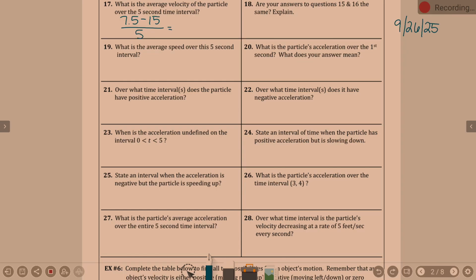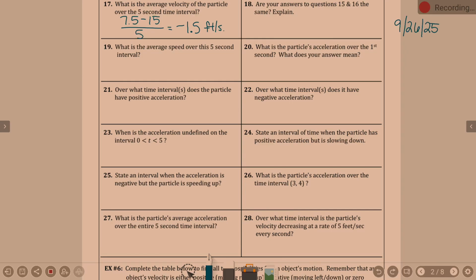And so -7.5 divided by 5 is going to be -1.5. And what are we in? Is it feet per second? Yep. I don't have a lot of units on mine, honestly. Okay, so change in distance over change in time. Because it's a velocity graph, distance is the area under the curve.